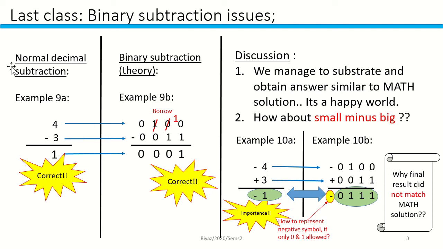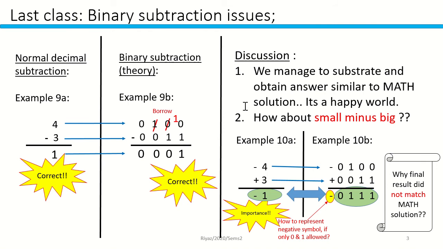When you have a normal decimal subtraction, this is the maths: 4 minus 3 is equal to 1. But you are doing it under binary subtraction in theory. So 4 is 0100 and 3 is 0011. When you subtract, you get 0001, which is correct with the mathematical.